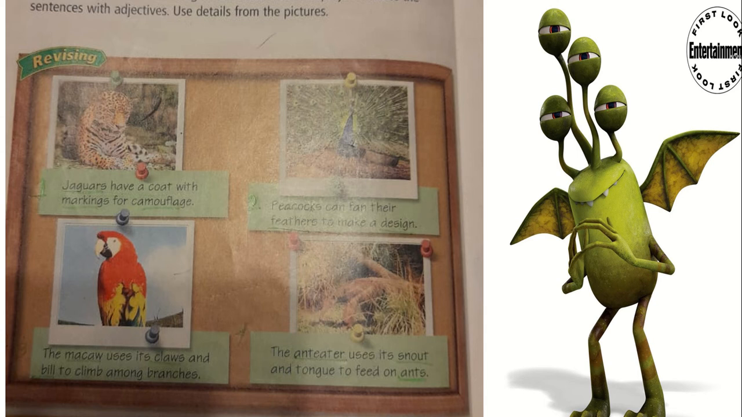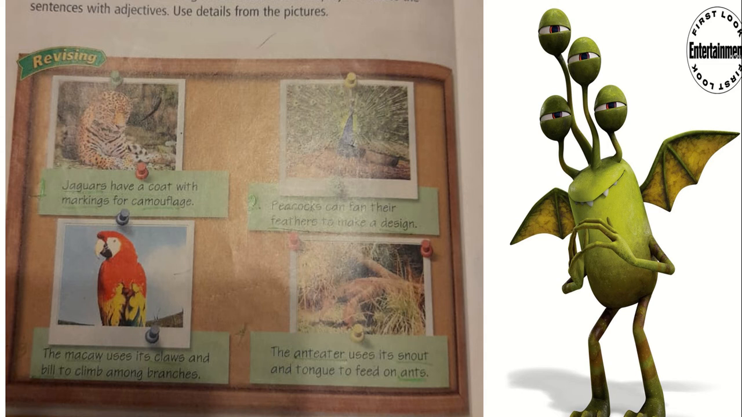The macaw uses its claws and bill to climb among branches. We can describe the word macaw, the word claws, bill, or branches. Number 4, the anteater uses its snout and tongue to feed on ants. The words that could be described: anteater, snout, ants.